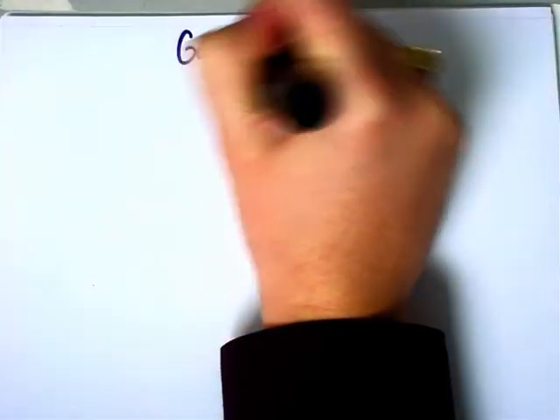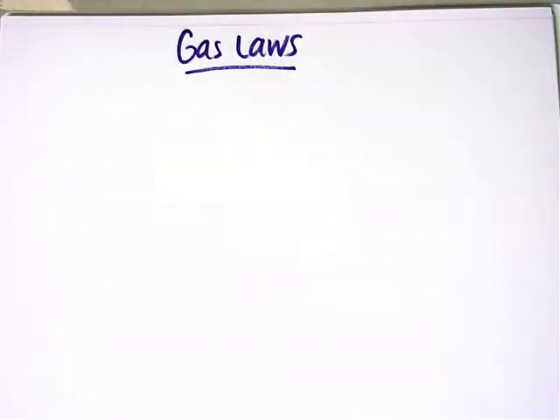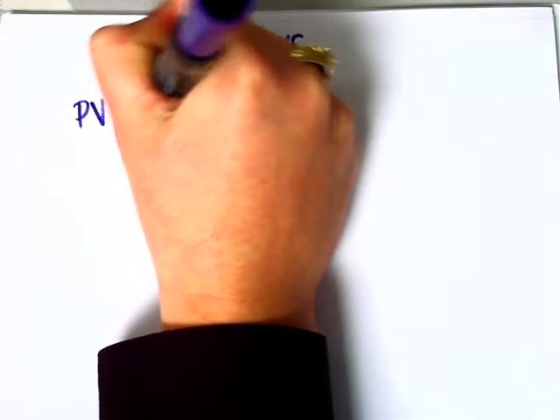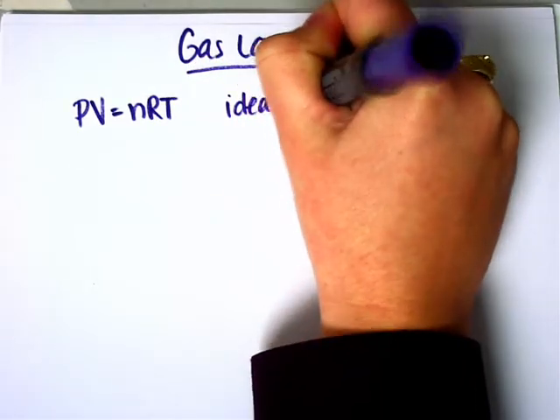Okay, so today we're going to be talking about gas laws. So we talked about gases and their properties on Friday and doing pressure conversions. So let's title this gas laws. That's what we'll be doing today. Okay. And so this first gas law we're going to look at is going to be PV equals nRT. And this is our ideal gas law.